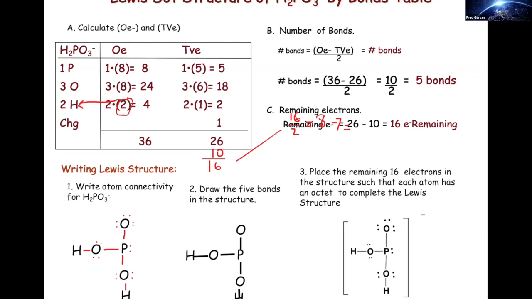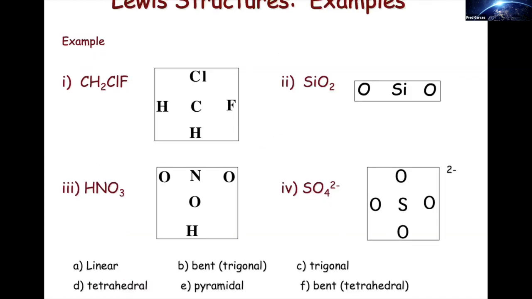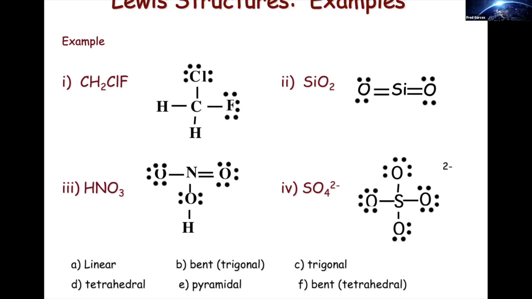Okay, bond table is where it's at. So here are more examples of different compounds that you guys should be able to do. These are the Lewis structures. Then the next chapter, we're going to determine the geometry for this chemical. What is the geometry? The geometry will either be linear, bent, trigonal, tetrahedral, pyramidal, or bent tetrahedral. But that's not until next week, okay, in terms of the geometry.